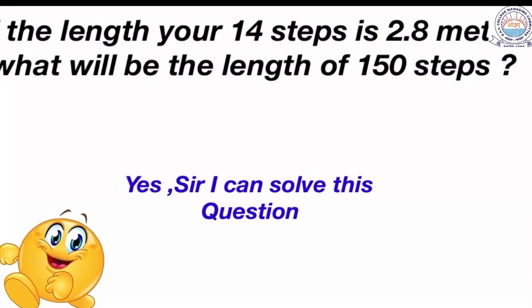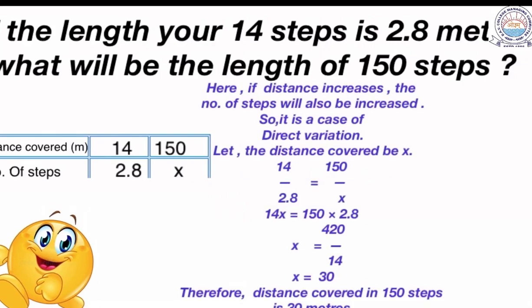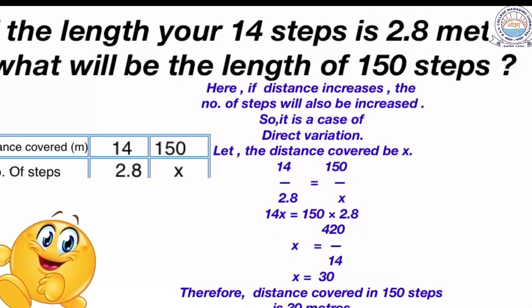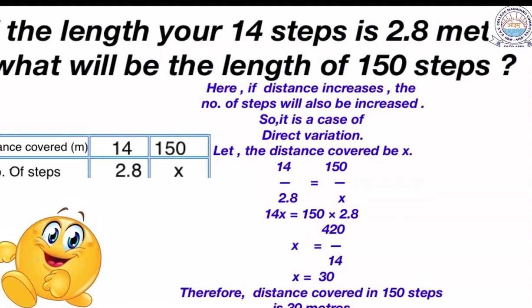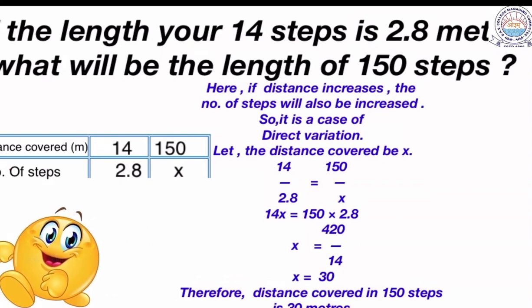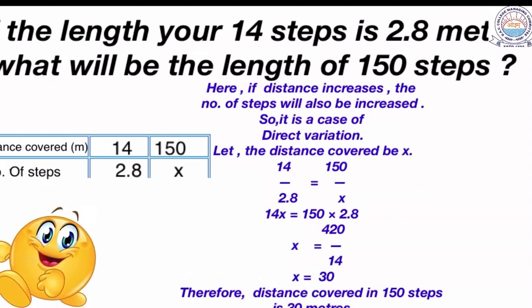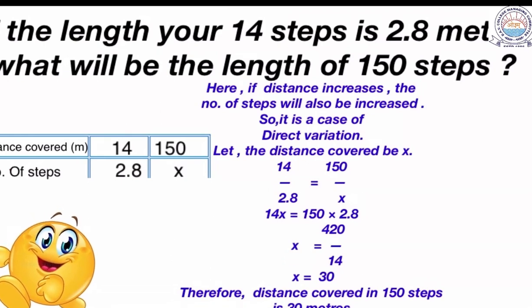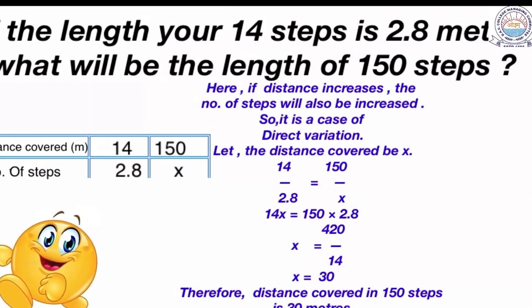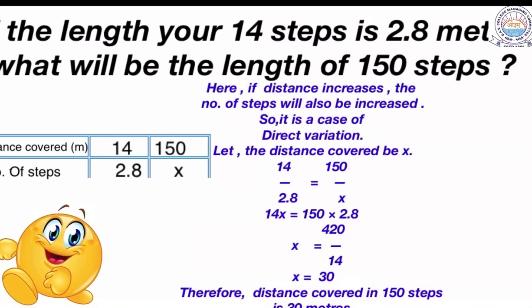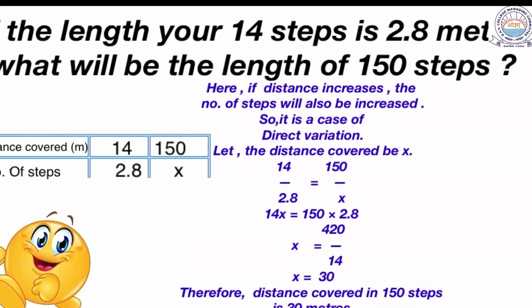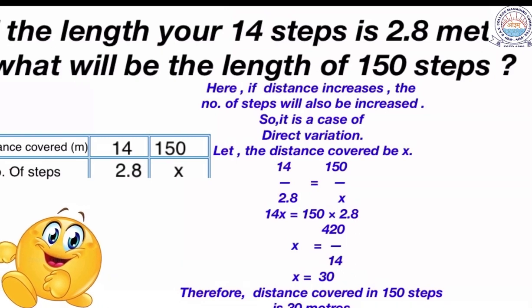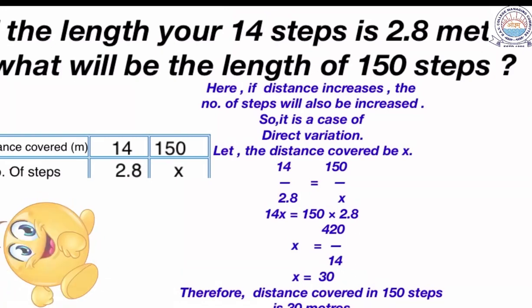If the length of your 14 steps is 2.8 meters, what will be the length of 150 steps? Yes, sir. I can solve this question. If I cover more distance, my number of steps will also increase. So, it is a case of direct variation. By solving it, I found that the distance covered in my 150 steps is 30 meters. Very good. So quickly you have solved. Okay, keep it up. We will solve the next problem.